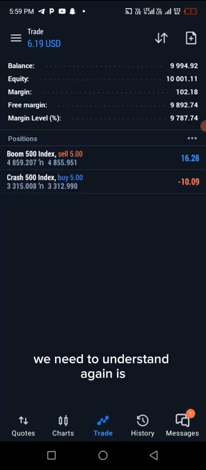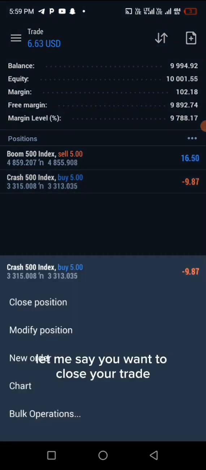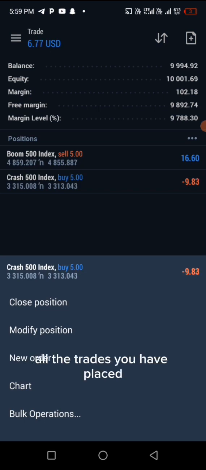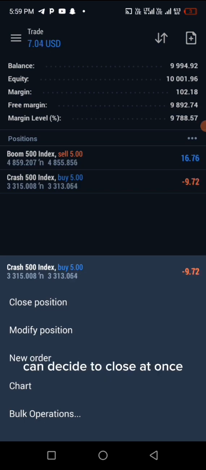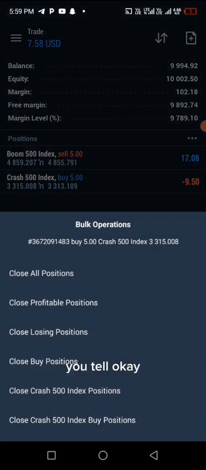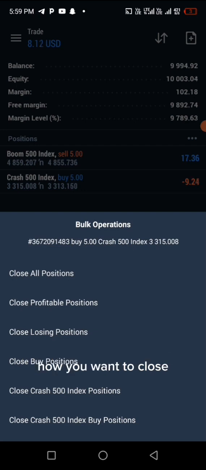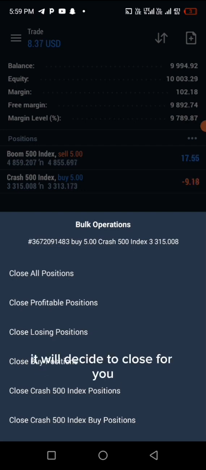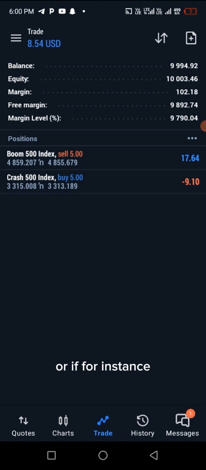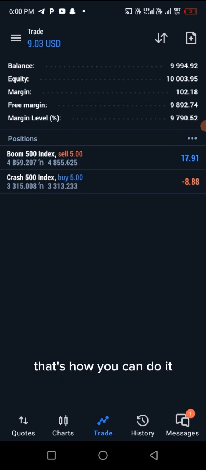Another thing we need to understand is, let me say you want to close your trade. You can click on bulk operation. All the trades you have placed can be closed at once. You click on bulk operation, and you can choose close all positions, close positions with profit, or close positions with losses. You just click on any of them, and it will close for you. Or if you want to close it manually, just slide the trade and close it manually without any issue. That's how you can do it.